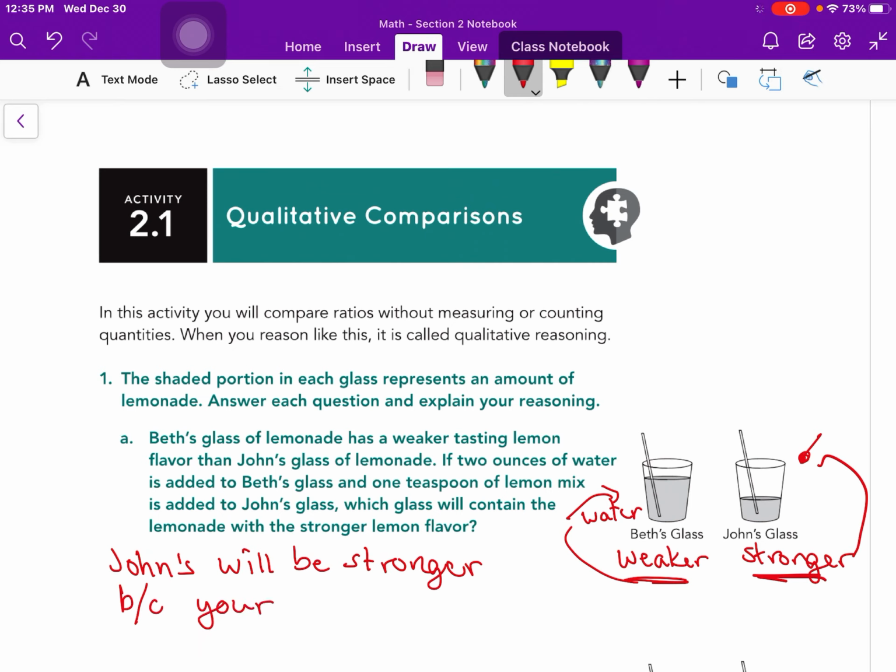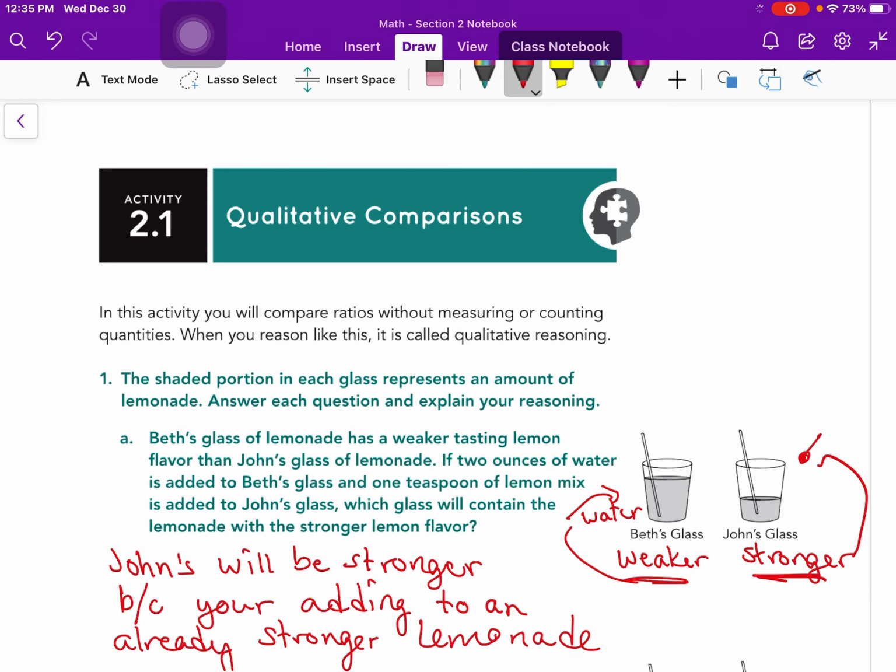because you're adding to an already stronger lemonade. Sorry for my less than nice handwriting. In this lesson, also, you're going to hear the word diluted. When you dilute something, you make it less strong or weaker tasting. So don't be afraid of that word diluted because that's kind of what we're talking about here.